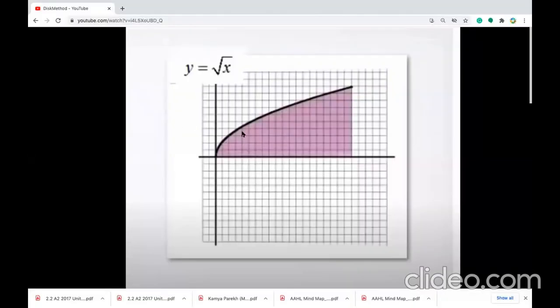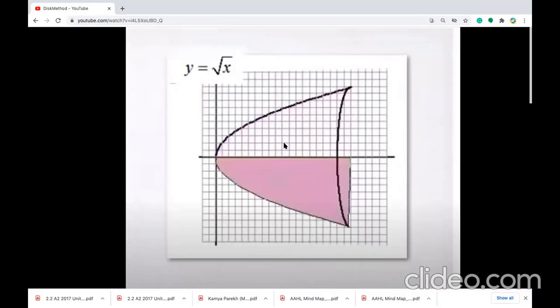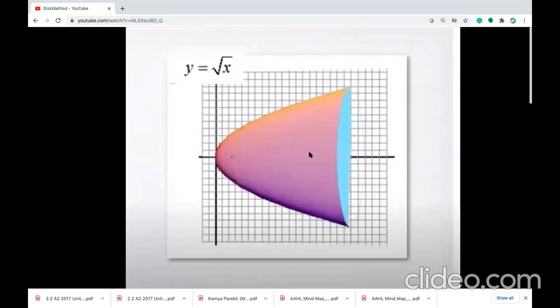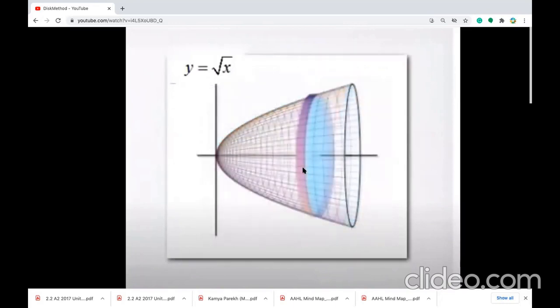Now when you simply look at the two-dimensional area currently here, if I rotate it about the x-axis 360 degrees, you can see clearly that it closes a space in three dimensions. It actually forms a solid. So when you have a 2D area and you rotate it about the x-axis, the volume of the shape that you're getting here can be found using the volume of rotation.